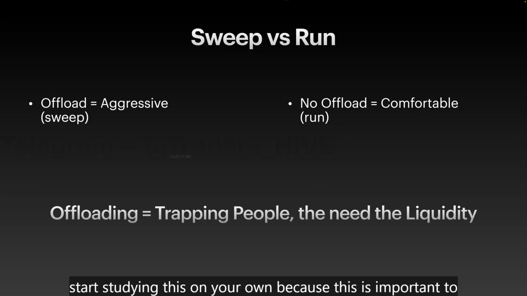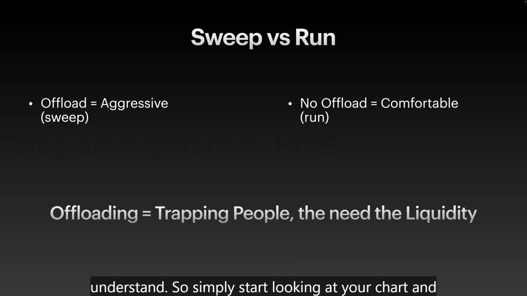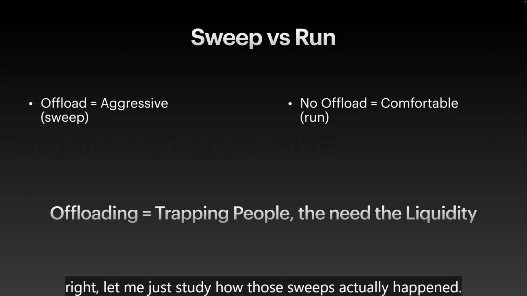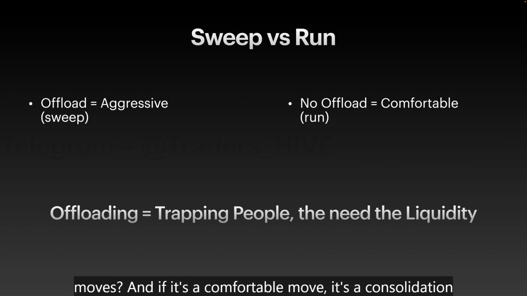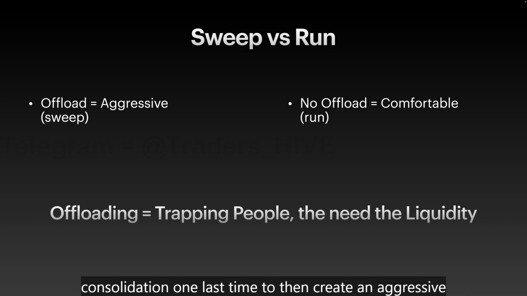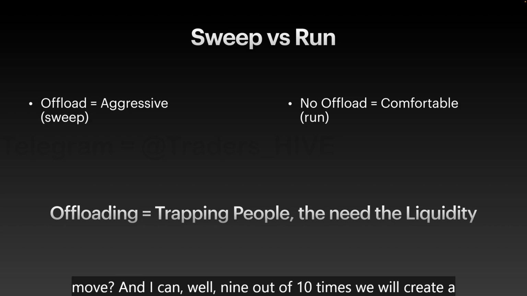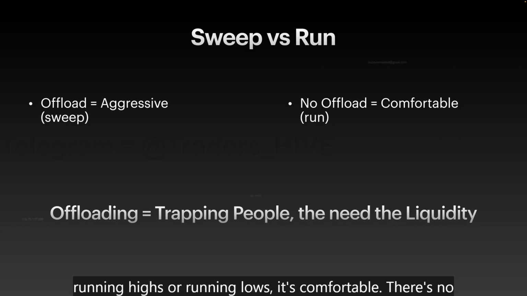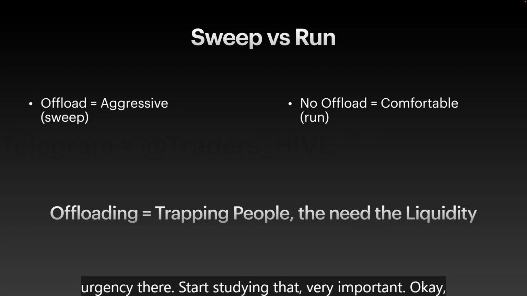Now, start studying this on your own because this is important to understand. So simply start looking at your chart and understand, well, where did previous sweeps happen? All right, let me just study how those sweeps actually happened. Are they aggressive moves or are they very comfortable moves? And if it's a comfortable move, it's a consolidation like we just saw. Did we still get a sweep of that consolidation one last time to then create an aggressive move? And I can say, 9 out of 10 times, we will create a very aggressive move when it is a sweep. And when we are running highs or running lows, it's comfortable. There's no urgency there. Start studying that.